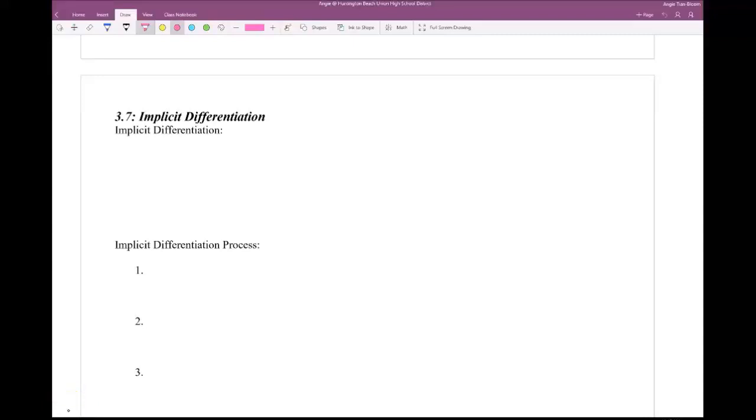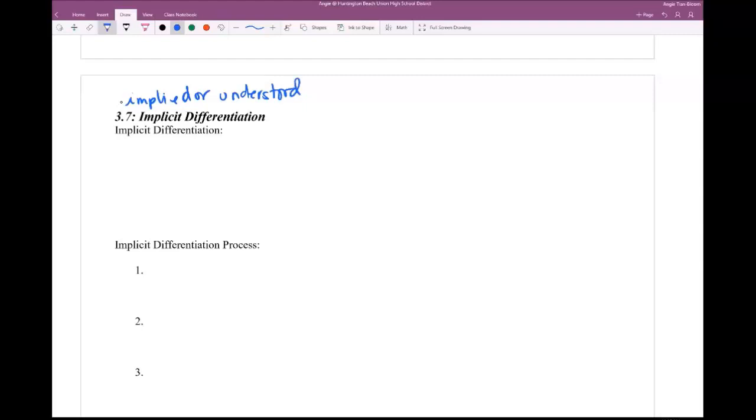Hey, pre-calc honors. Okay, so we are recording 3.7. This is called implicit differentiation. The word implicit means it's implied or understood.